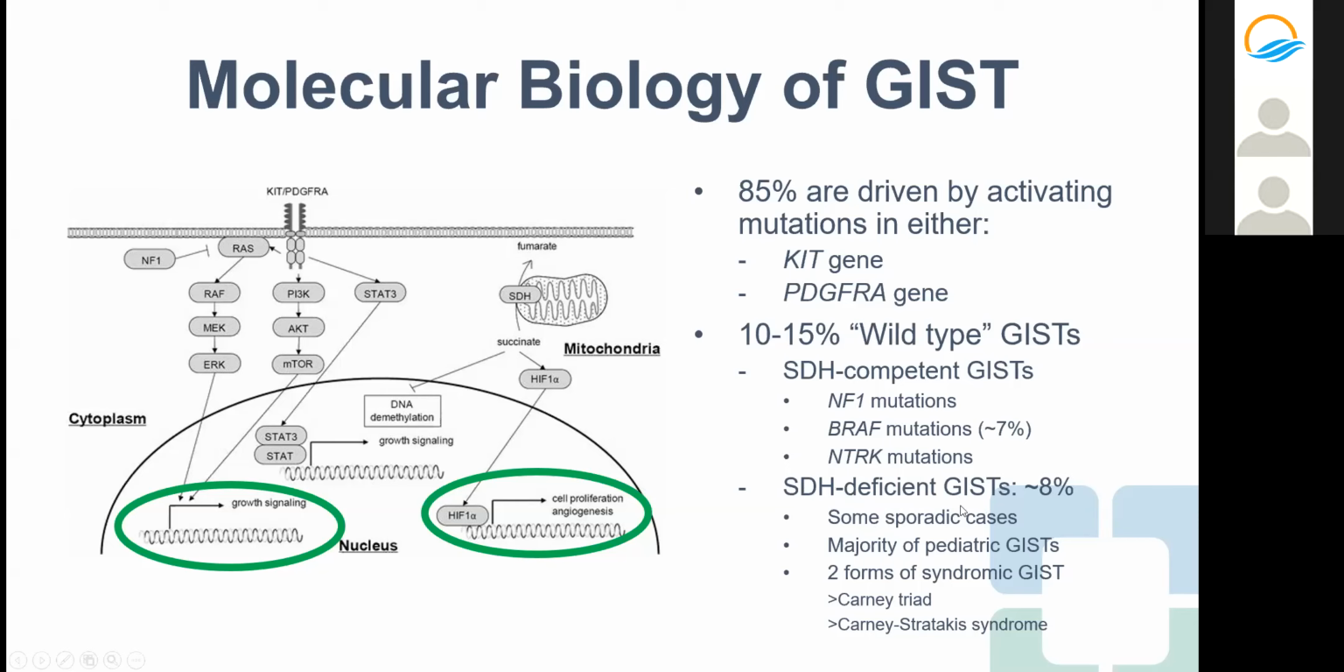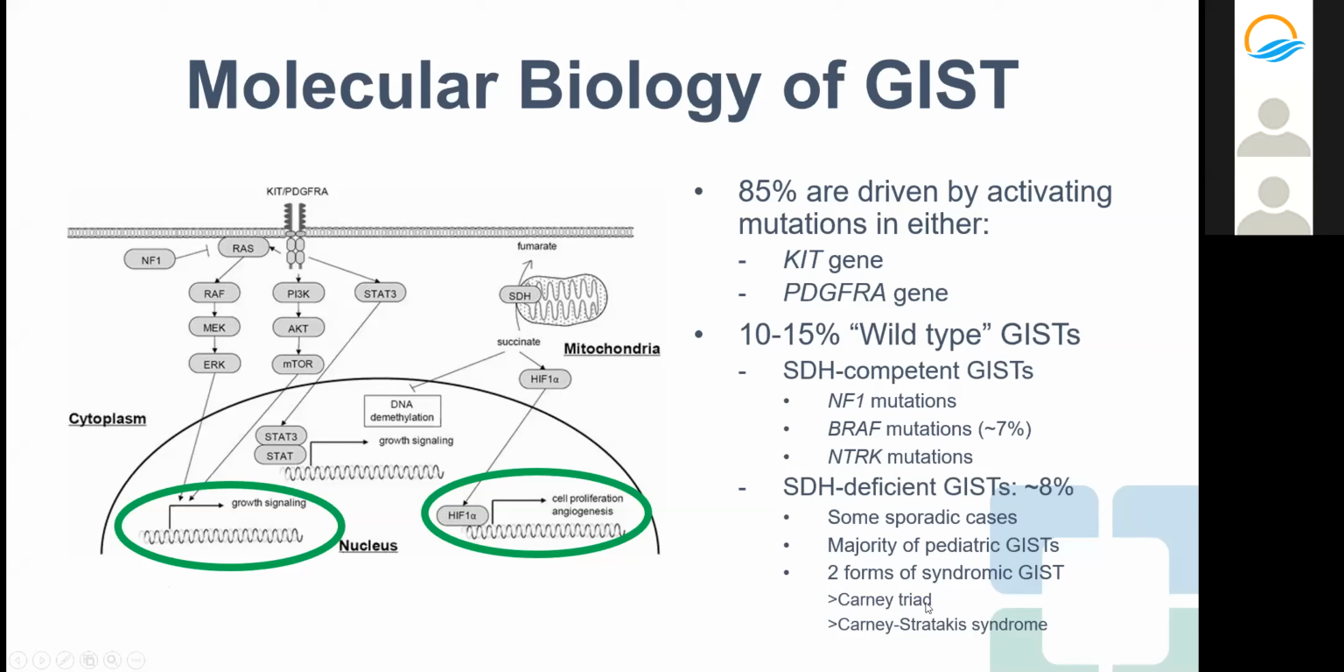The vast majority of these tumors arise in the setting of pediatric GISTs, which are uncommon tumors, but the vast majority of them are SDH deficient. We can also see them in some sporadic cases, oftentimes in adult tumors. And then finally, there are two syndromic forms of GIST formation that are actually SDH deficient, and that is Carney triad and Carney-Stratakis syndrome, both of which we'll also talk about on upcoming slides.